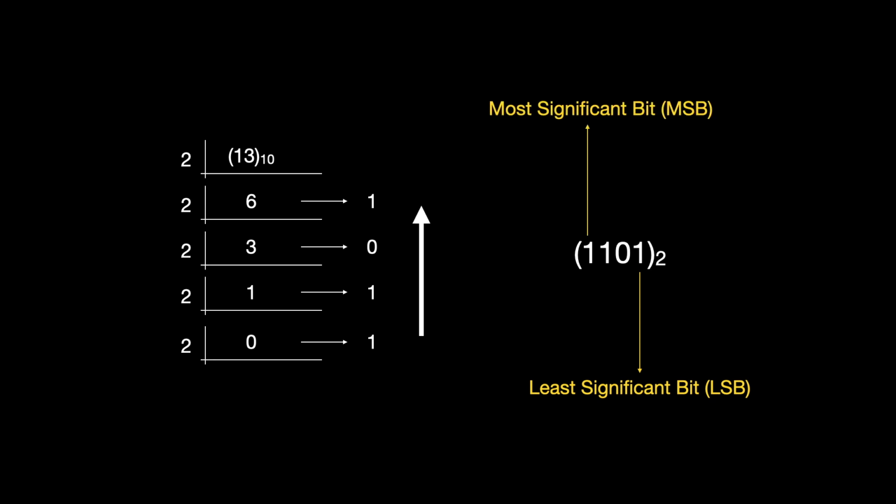And now all we need to do is collect the remainders from bottom to top, which gives us the result as 1101 in binary. Notice that the rightmost bit is also known as the least significant bit, or LSB, and the leftmost bit is also known as the most significant bit, or MSB.